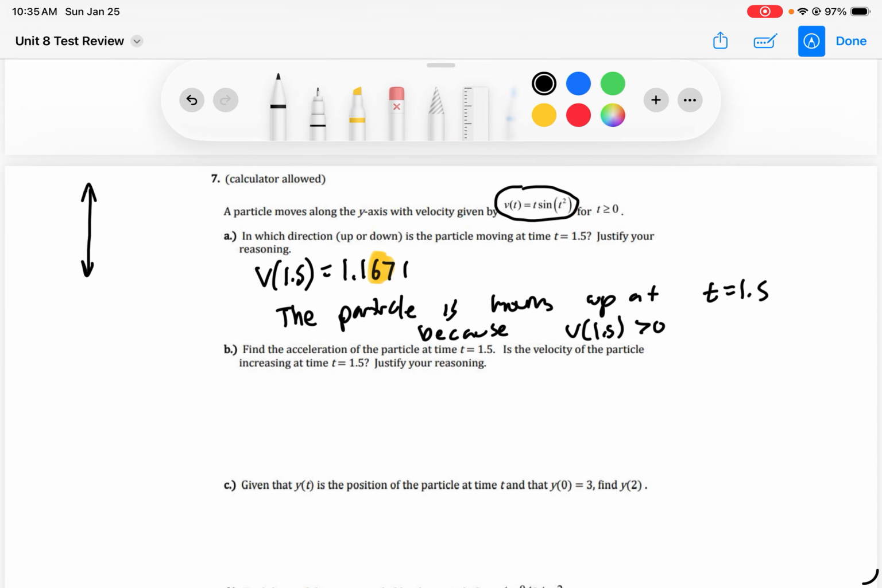But we're not comparing it to velocity. If the velocity and acceleration have the same sign, it's speeding up. If velocity and acceleration have opposite signs, it's slowing down. But this is a subtle difference, and this is not what this is asking. So I'm going to find acceleration.